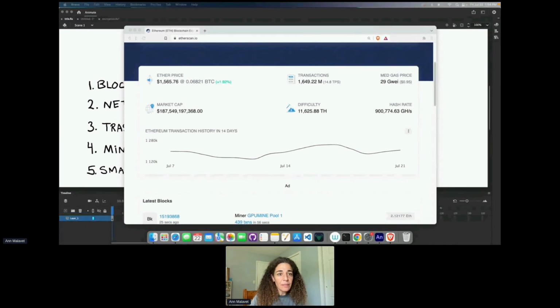Let me find the article. No, I can't find it right now. That's fine, but we can find a bunch of examples. It could be Qubit Finance. But anyway, let's move forward.